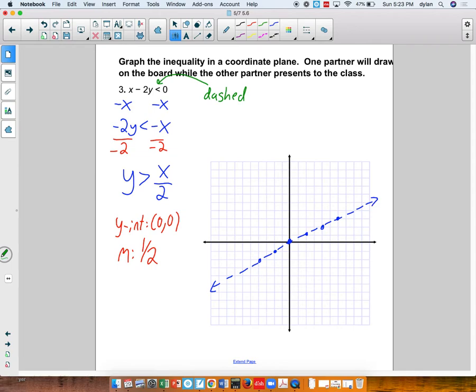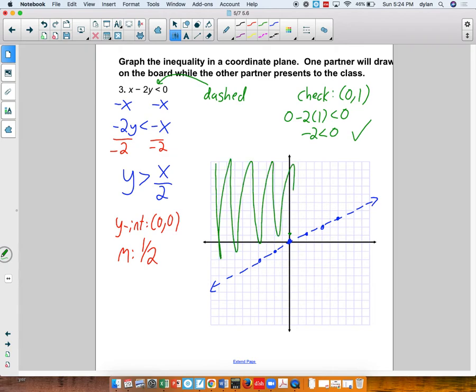And just for the sake of it, I'm going to pick the point above 0, 0. So in this case, I'm going to check 0, 1 directly above it. If I plug that in, I would have 0 minus 2 times 1 is less than 0. In other words, negative 2 is less than 0. That's true. So that means I'm going to shade where 0, 1 is. And 0, 1 is right here above 0, 0. So that tells me I'm going to be shading above the line for this problem.